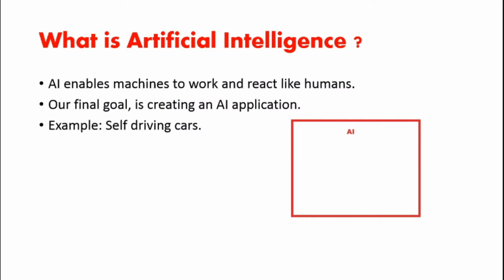What is artificial intelligence? Basically, AI enables machines to work and react like humans. For example, self-driving cars, right? It's going to do the work similar to how humans do it. Now, I want you guys to understand that whether we're creating a machine learning application or a deep learning project, at the end, it's going to be considered an AI project. Hence, our final goal is creating an AI application.